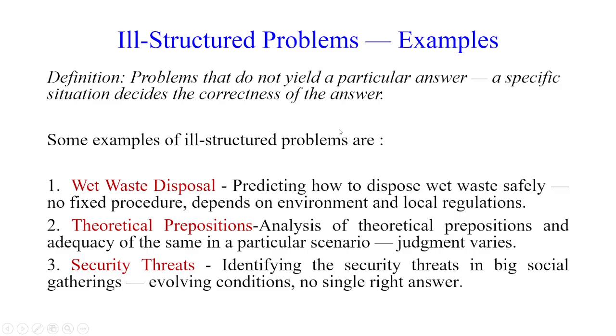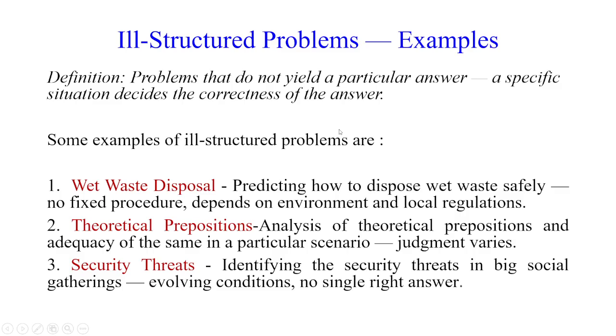The second example involves theoretical propositions. In philosophy of law or social sciences, assessing whether a theoretical argument is valid is highly subjective. Different experts reviewing the same argument may reach different conclusions.